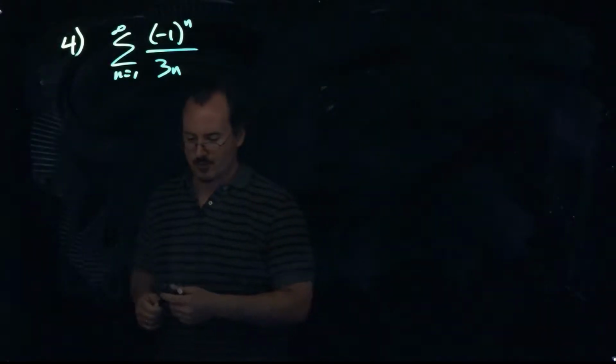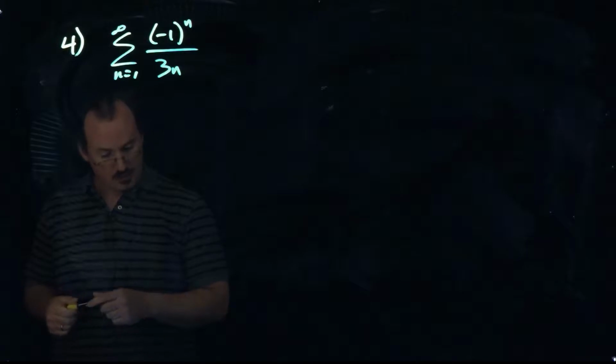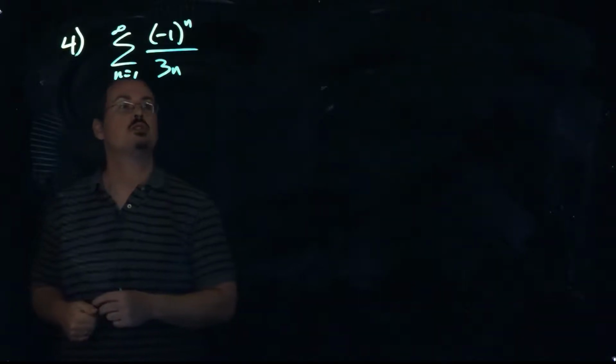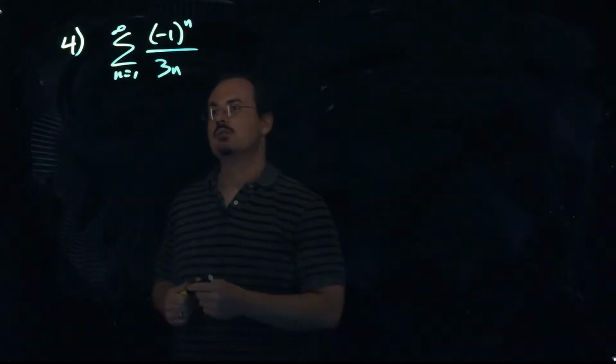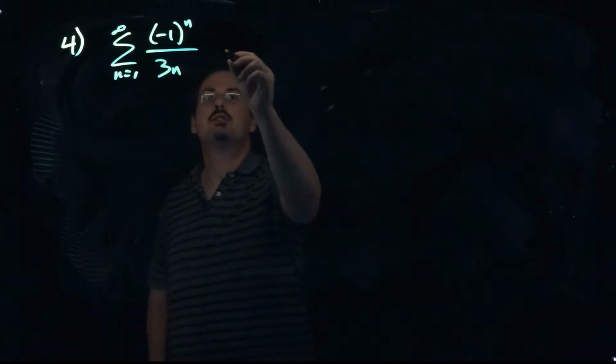We're looking at problem 4. We're asked to determine if this thing converges absolutely or conditionally or diverges. So remember, for these ones, what you want to first do is test the absolute value of the series to see if it converges or not.